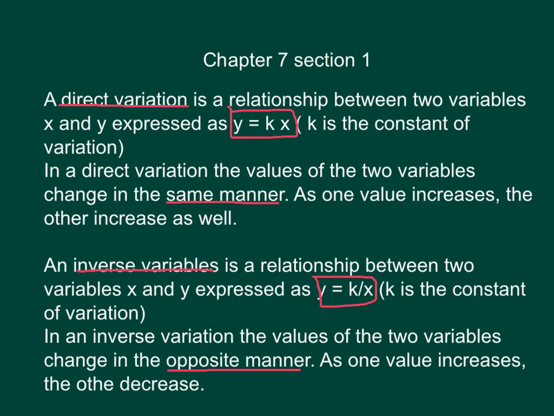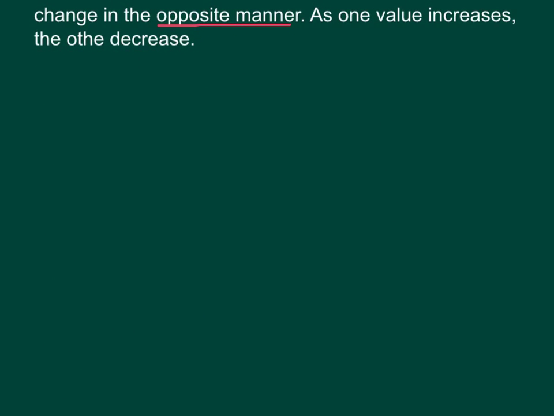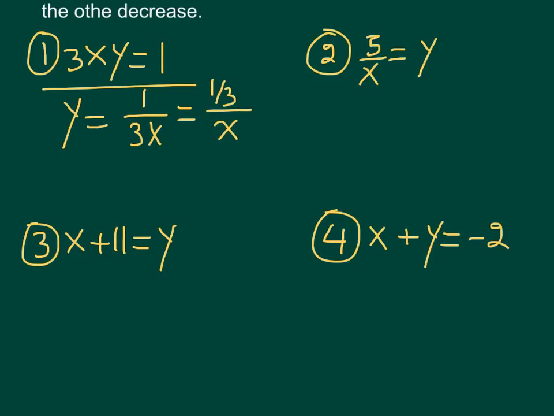Now what we're going to do, we're going to do some exercises. I need you to take some notes, and we're going to start with number 1. How can we identify? Okay, starting with number 1. As you can tell, if you solve for y, you're going to have y equals 1 over 3x, or simply 1/3 divided by x. This is of the form k over x, which is inverse variation. Part 2, it's already k over x. It is already in that form.